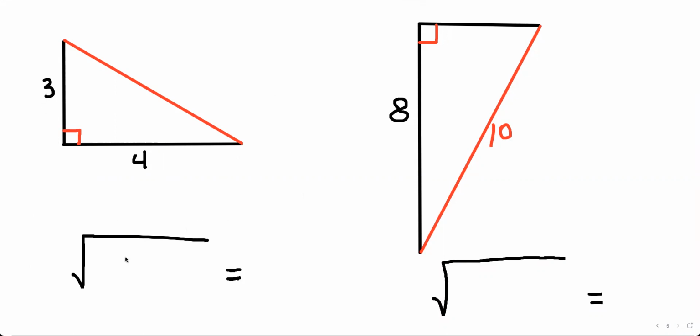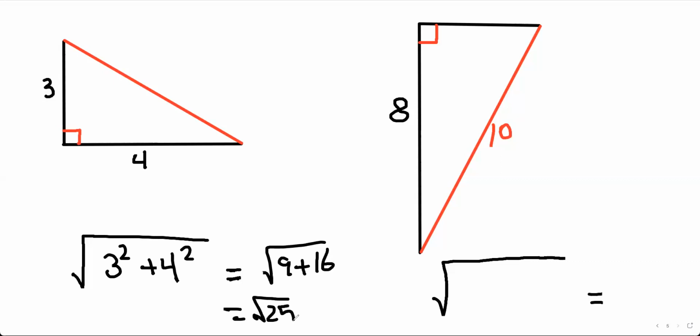So if you're given the two sides and you're finding the hypotenuse, it's very simple. You take the two sides right here, square root of 3 squared plus 4 squared, which is the square root of 9 plus 16, which is the square root of 25, which is 5. Very simple.